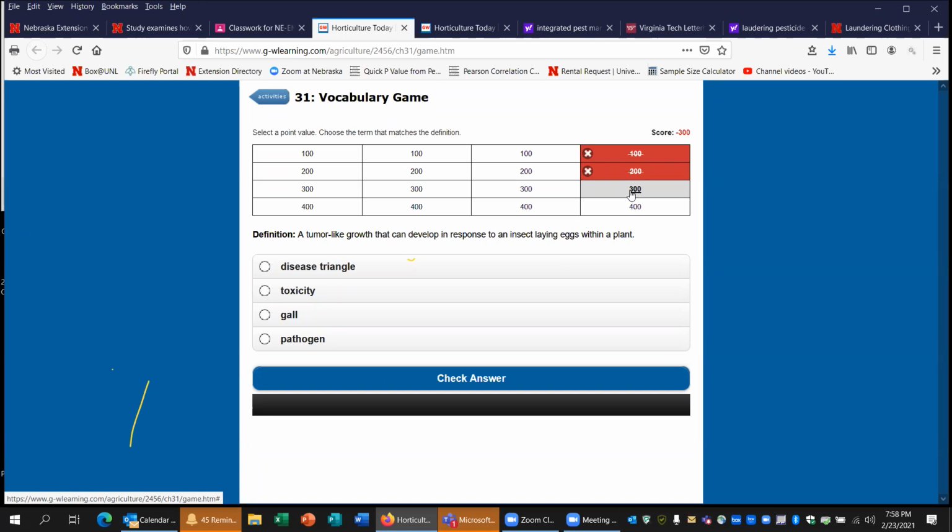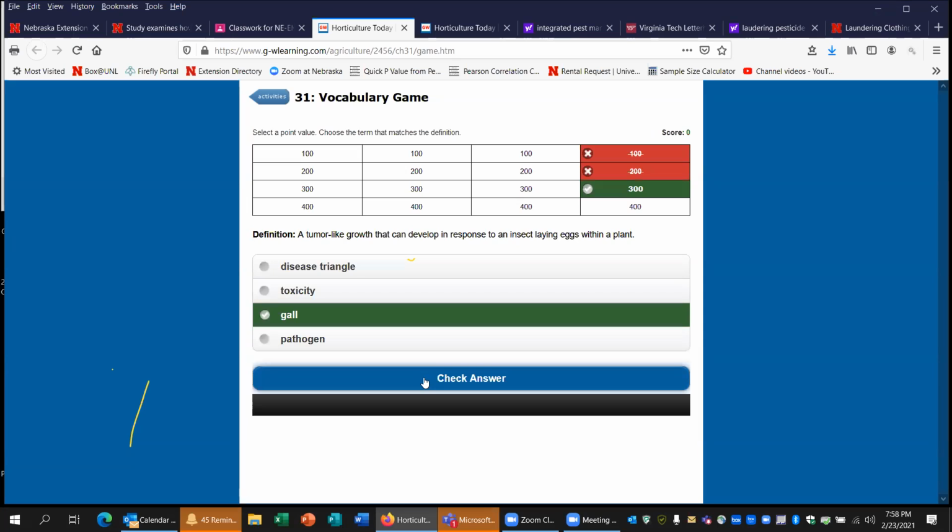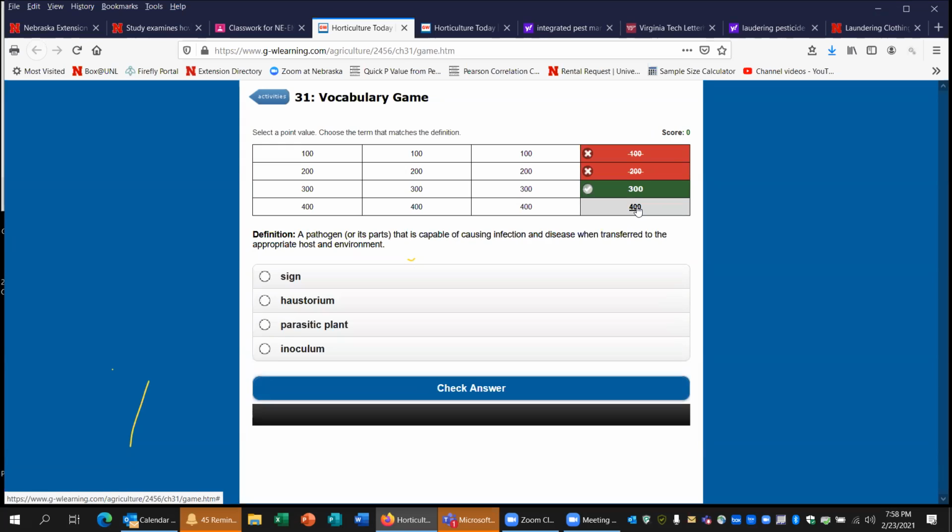A tumor-like growth that can develop in response to an insect laying eggs within a plant. Those are galls, yeah. Got it, yay, so we're back on the zero now. Okay, a pathogen or its parts that is capable of causing an infection and disease when transferred to the appropriate host and environment.